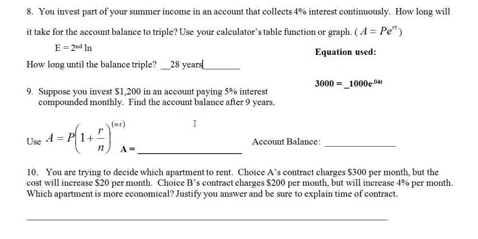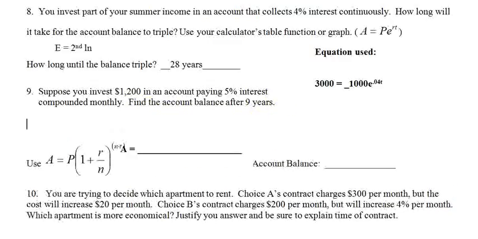Okay, suppose we invest $1,200 in an account paying 5% interest compounded monthly, finding the account balance after 9 years. Okay, this time it looks like we need some more info. So my P again is my principal, which would be $1,200. My rate again is that percentage as a decimal, 0.05. Compounded, ooh, there's the magic word, compounded, monthly. How often does monthly occur in a year? It occurs 12 times, so that would be my n value. And then find the balance after 9 years.